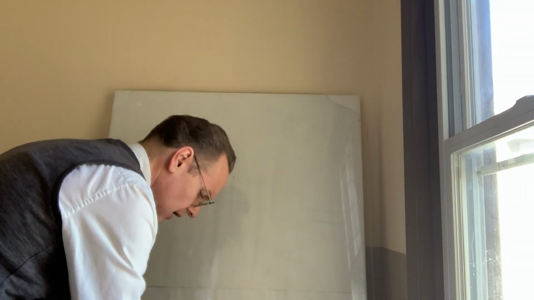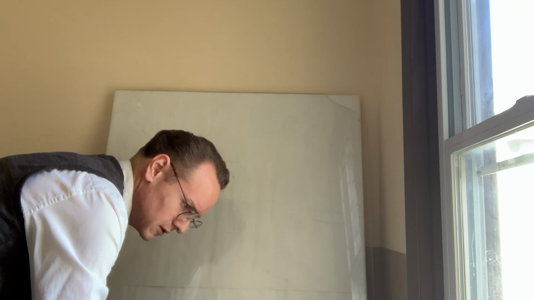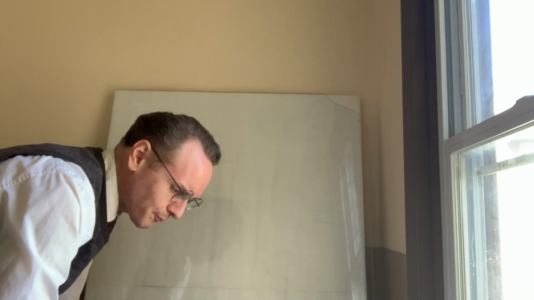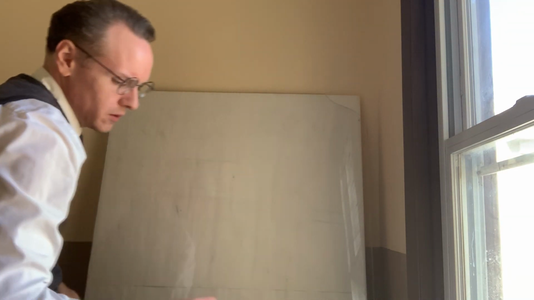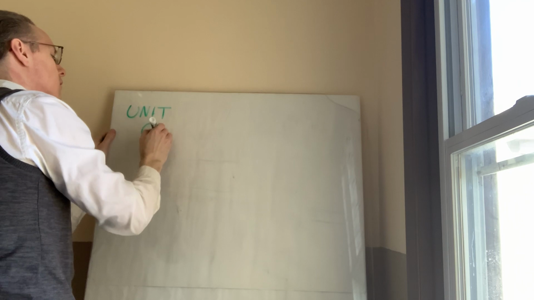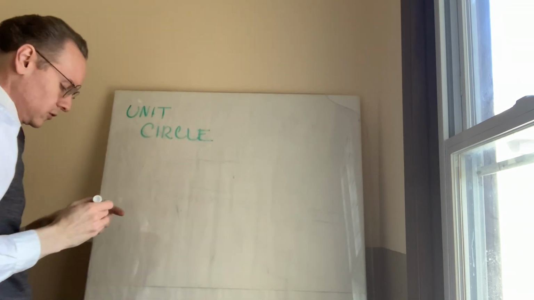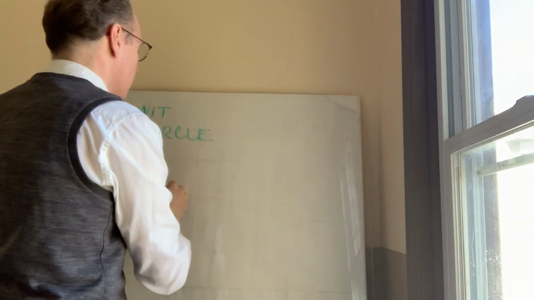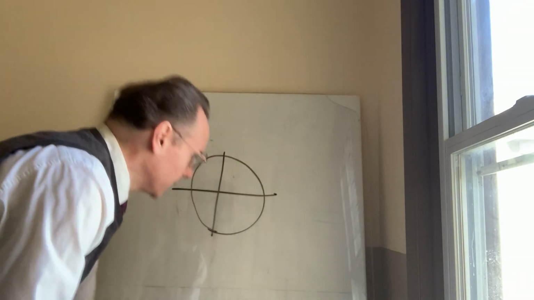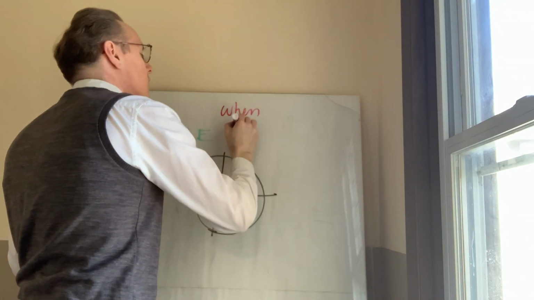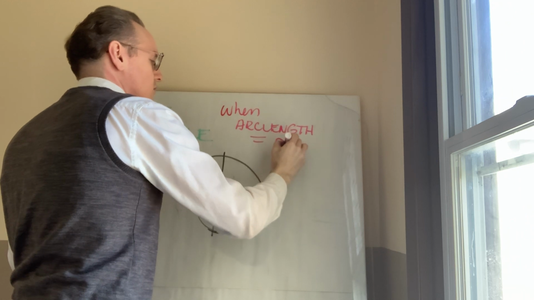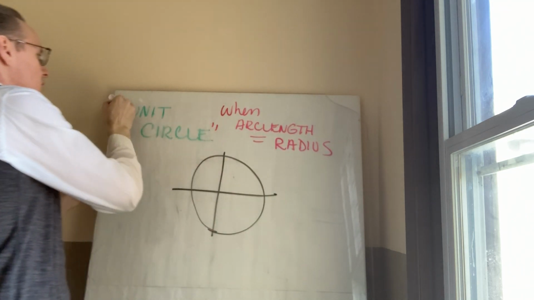Here's a couple of pieces of terminology to add to the ever-enlarging list of vocabulary. Let's see. A unit circle. What is a unit circle? Well, when you have more or less this situation, when the arc length is equal to the radius, you have what is referred to as a unit circle.